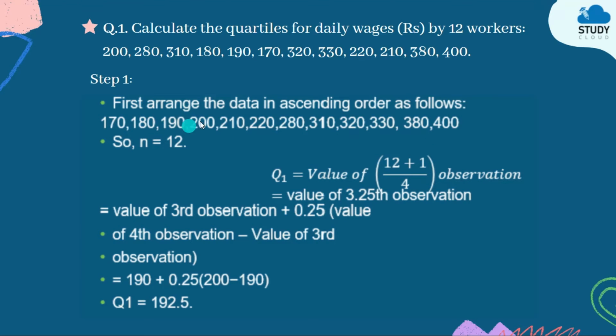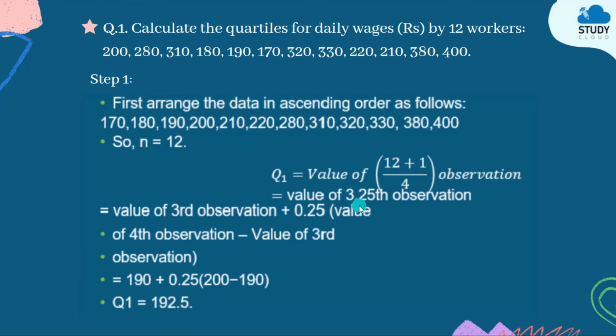Now you have to count the number of data. If you see here, N is 12, like 1, 2, 3, 4, 5, 6, 7, 8, 9, 10, 11, 12. So the number of observations is 12. You have to find all three quartiles. So for quartile 1, the formula is the value of (12 plus 1) upon 4 observation. 12 is N, plus 1, upon 4. Here i is 1 only, so no need to write it. So when you solve it, 12 plus 1 upon 4, that is 13 upon 4, you get the value of the 3.25th observation.